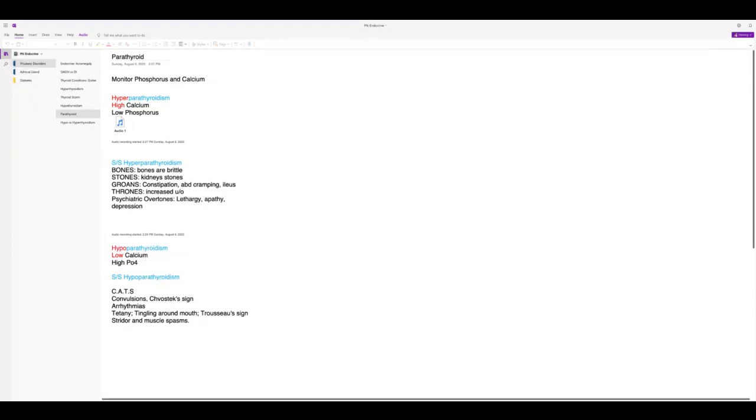People with high calciums get what's called nephrogenic, sorry, diabetes insipidus. You don't need to know that, but I'm just explaining that people with high calcium are going to have an increased urinary output. So that's what thrones are. And psychiatric overtones is because calcium is such a sedative, they're very apathetic and depressed and lethargic. So that's going to be your signs and symptoms of hyperparathyroidism.